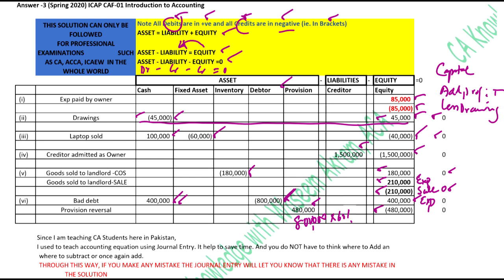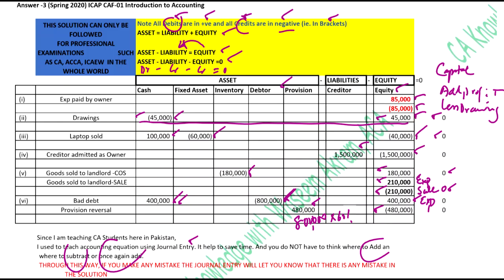All sales done, purchases done, expenses and other incomes etc. came into the equity ultimately. So all related expenses and sales will come in the equity column of the accounting equation. Since I'm teaching CS students here in Pakistan, I used to teach accounting equations using journal entries as we did. It helps to save time and you do not have to think where to add, where to subtract, or once again add.